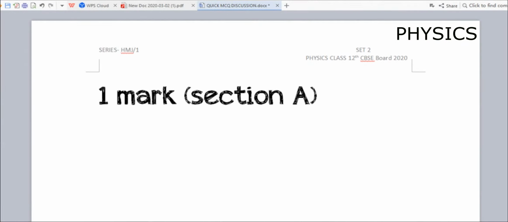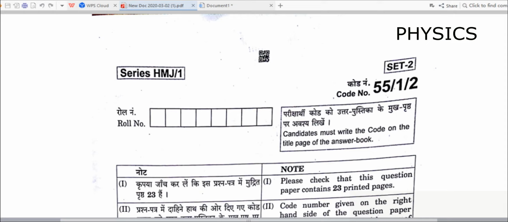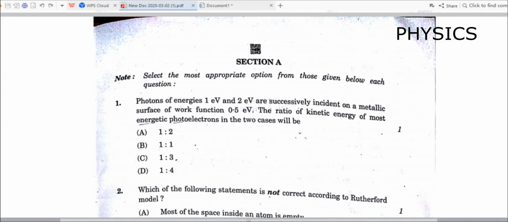Hello everyone, in this video we'll quickly discuss 1 mark questions of section A of physics class 12th board paper of 2020. The series I'm going to discuss is HMJ1, set number 2, code number 55/1/2. I'll be uploading different videos for different sets. Section A, moving on to the first question.